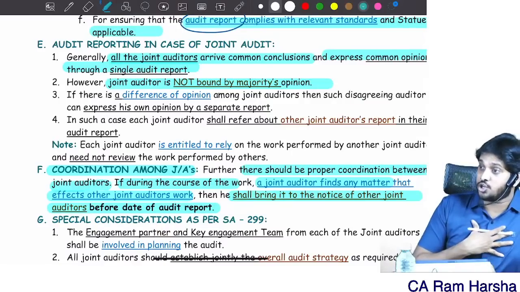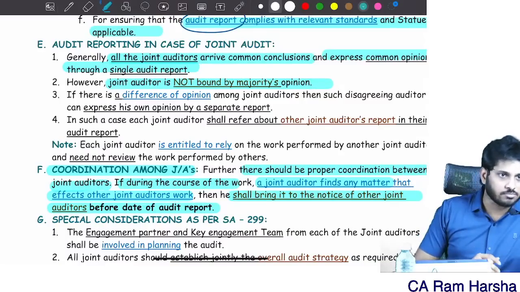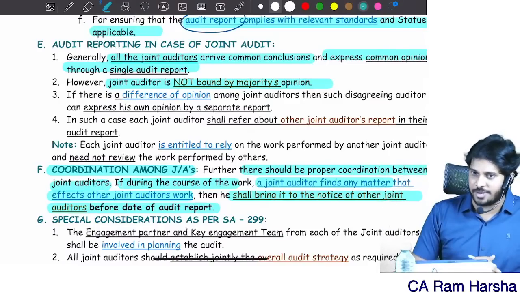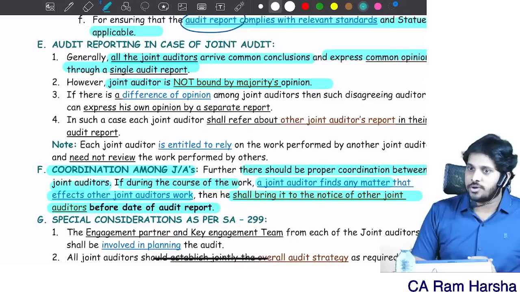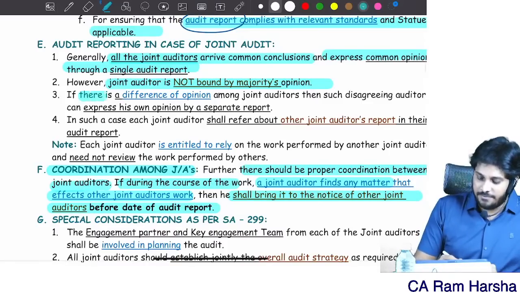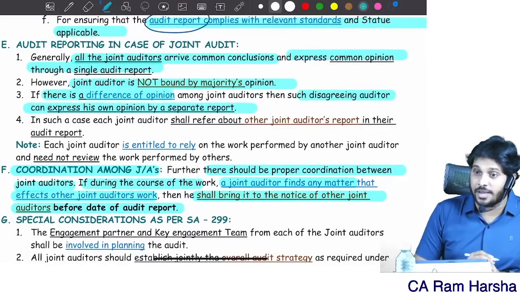Suppose now I am one of the joint auditors. For me, the area allocated was purchases and sales. And I feel purchases and sales are completely wrong. I want to give an adverse opinion. But the remaining joint auditors are saying the remaining areas are all right, they want to give an unqualified opinion. But I want to give an adverse opinion. Should I be bound by majority? No. If there is a difference of opinion, the disagreeing auditor can express his own opinion by a separate report.